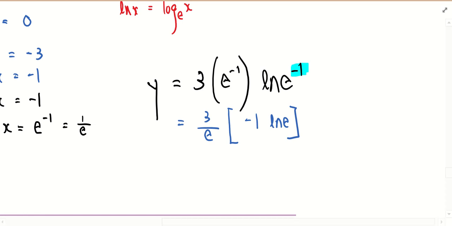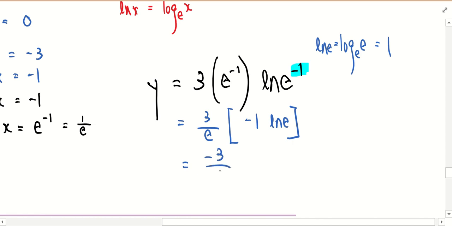Can you all recall what is ln e? It's just 1, right? What's the meaning of ln e? Log e to base e. Alright, even if you don't want, you can press the calculator, you just get 1. Am I right? So in other words, what I get is just negative 3 over e.